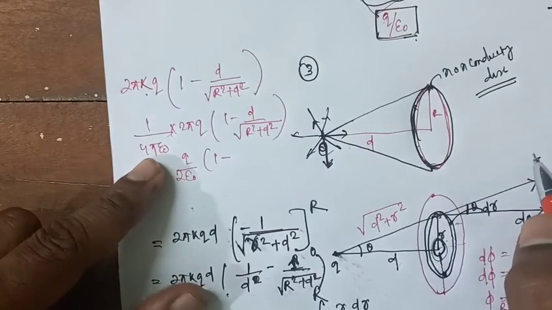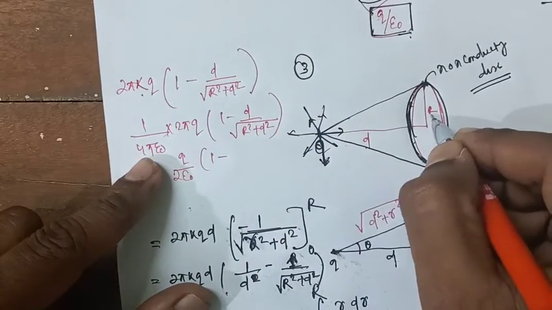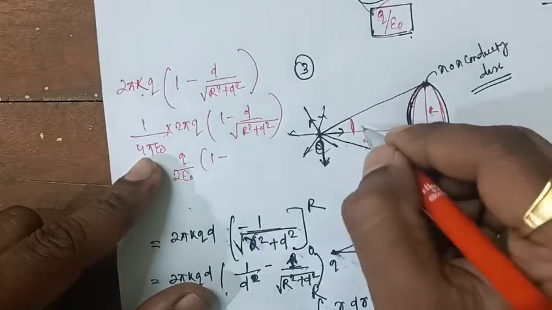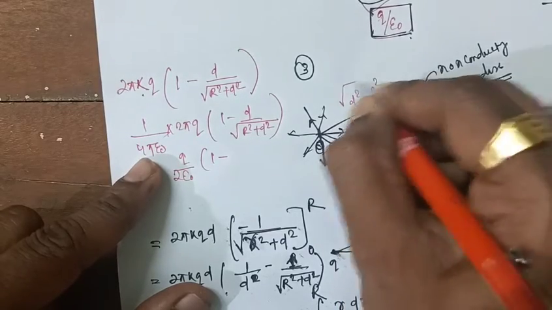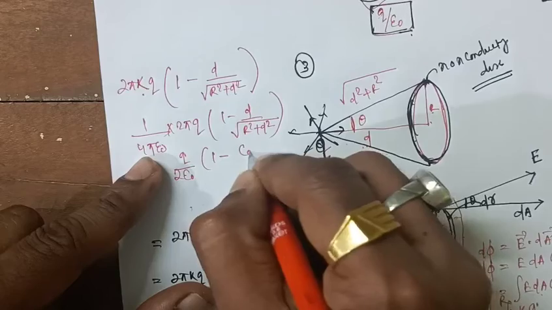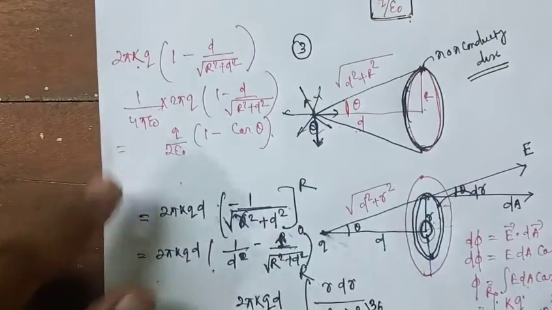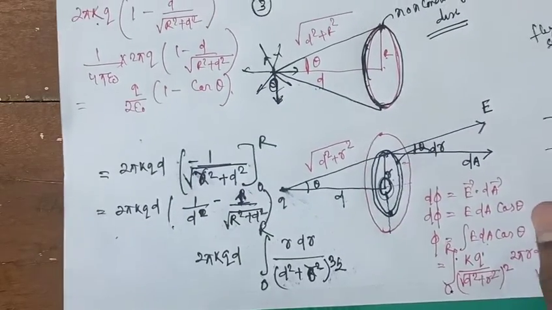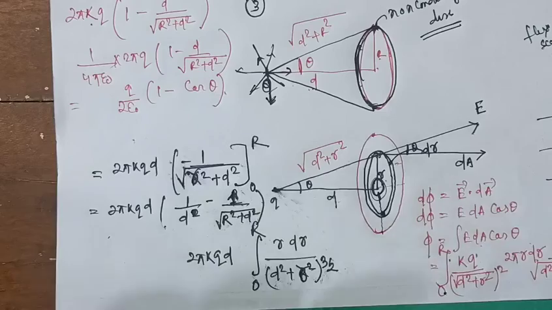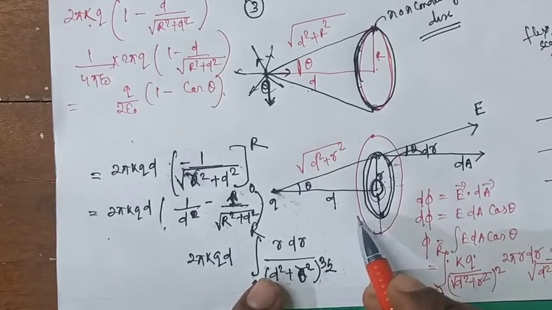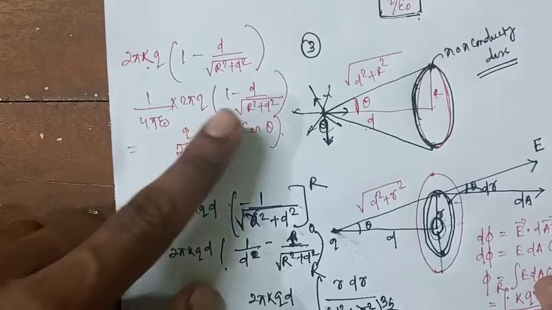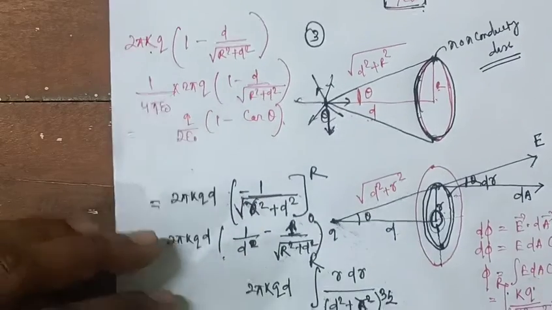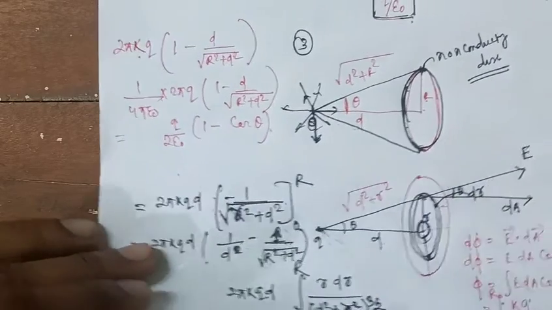This can also be written as what? This is d, this is r, and this angle we have assumed to be theta. So this d upon root over d square plus r square is nothing but cos theta. So it is very common, a student has to remember logically that if a charge is at a distance d, how much flux passes through the disk? The expression is q by 2 epsilon naught into 1 minus cos theta. This is the expression one has to remember.